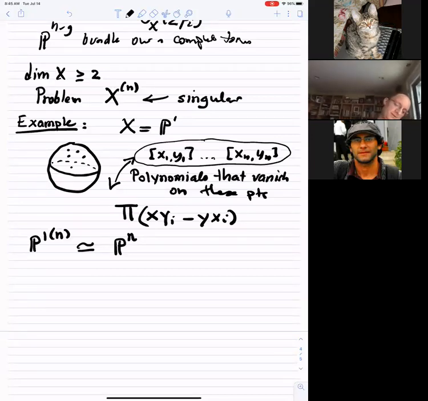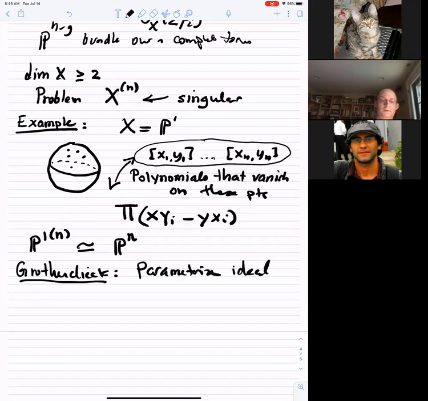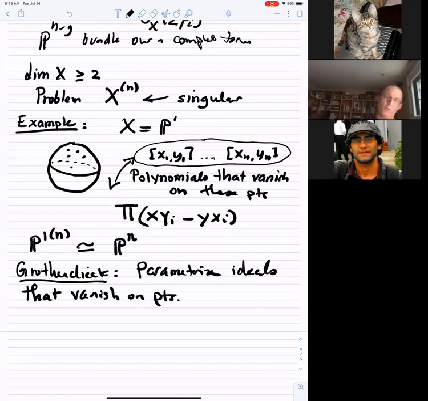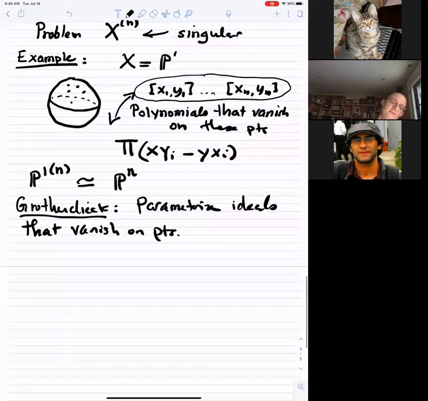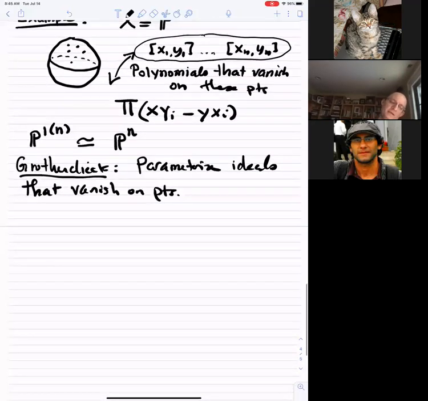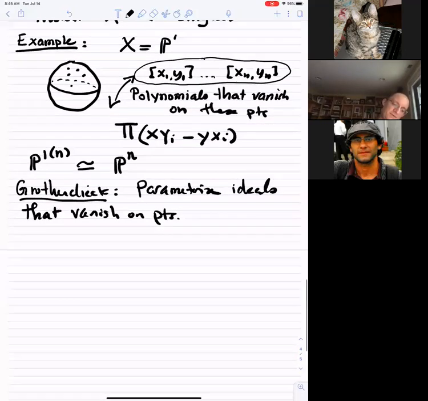So Grothendieck's idea: instead of parameterizing points, parameterize ideals, the ideals that vanish on the points. And you can do this much more generally, not just for points, but for any kind of scheme. So maybe let me introduce this a tiny bit. If I have a projective scheme, if you have X in Pn, then associated to this X, you have a Hilbert function.